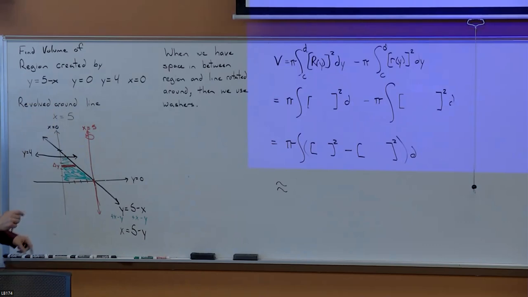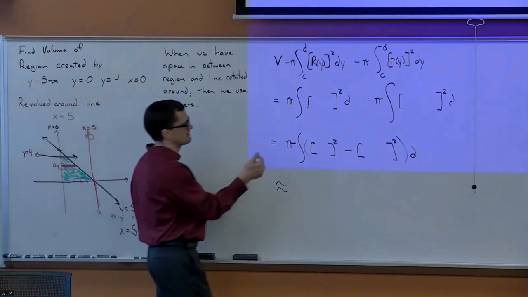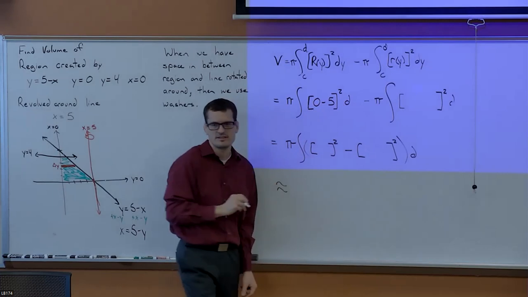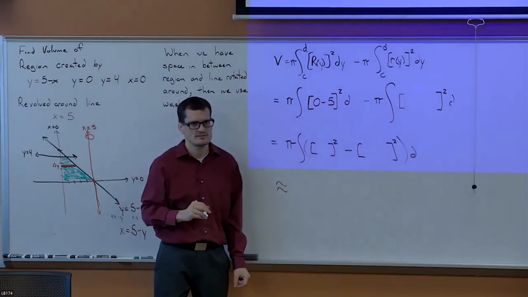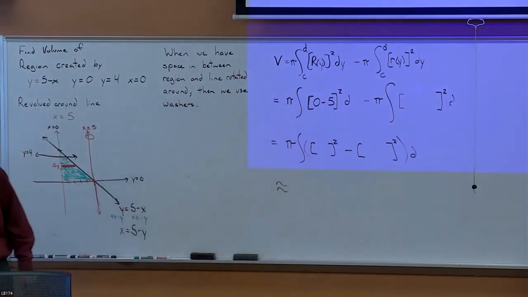All right, so let's talk about the first radius. The first radius is going to go from the outside of this rectangle to the line I'm rotating around. That's from x equals 0 to x equals 5. So you can either write 0 minus 5 or 5 minus 0. It doesn't matter because when we square it, if anything was negative, it'll become positive. I wrote 0 minus 5 when I typed it in.